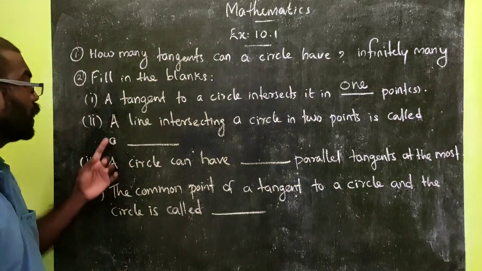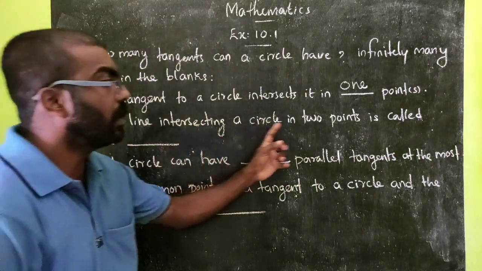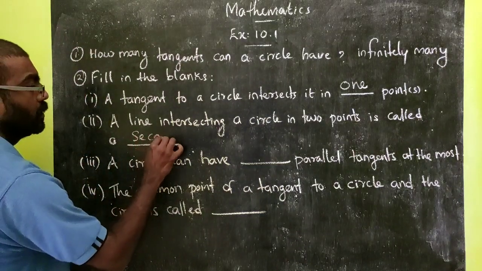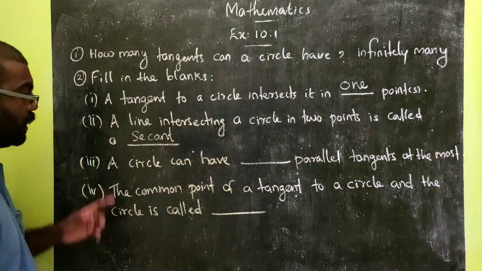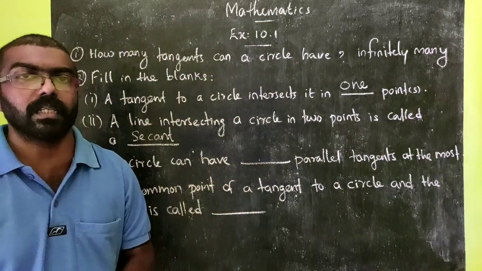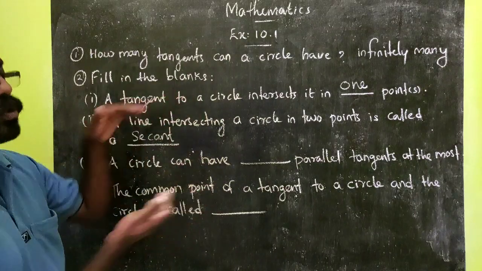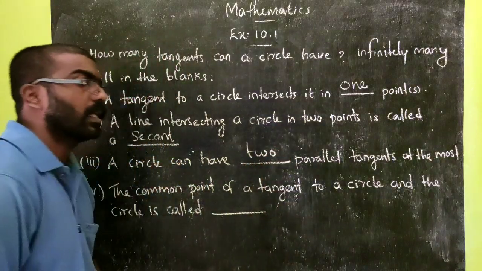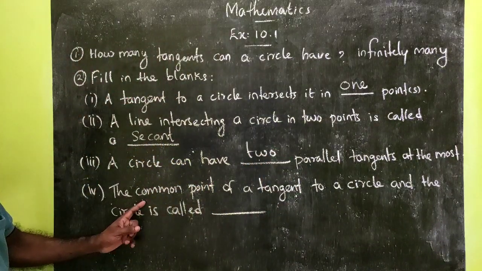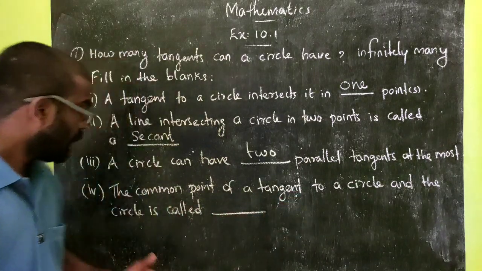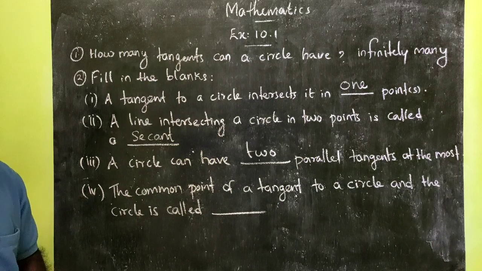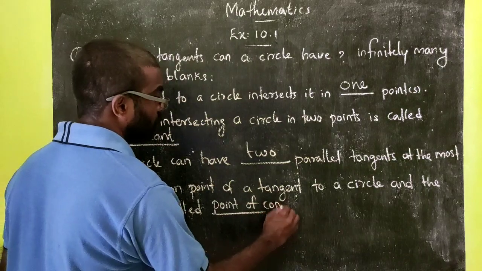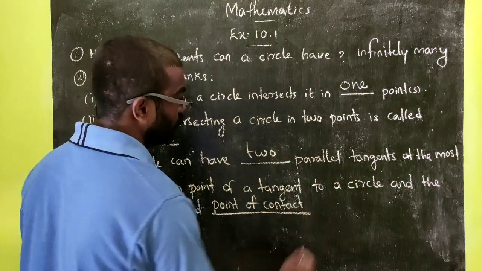Second one is a line intersecting a circle in 2 points is called a dash. Secant. That we already discussed. A circle can have dash parallel tangents at the most. We can draw 2 parallel tangents in any direction. So the answer is 2. Next one is the common point of a tangent to a circle and the circle is called dash. Point of contact.